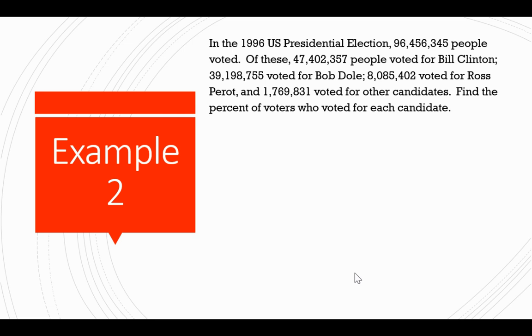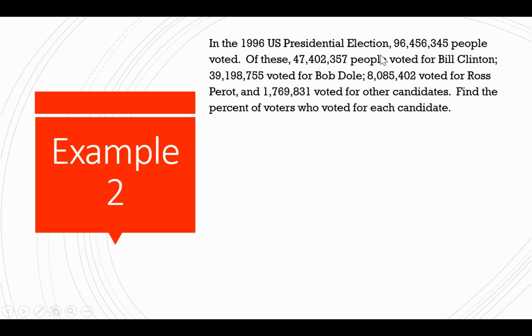Example number 2: in the 1996 U.S. presidential election, 96,456,345 people voted. Of these, 47,402,357 people voted for Bill Clinton, 39,189,755 voted for Bob Dole, and 8,085,402 voted for Ross Perot. And lastly, 1,769,831 voted for other candidates. Find the percent of voters who voted for each candidate. So how do we do this? It's is over of. Our total number of voters is 96,456,345.